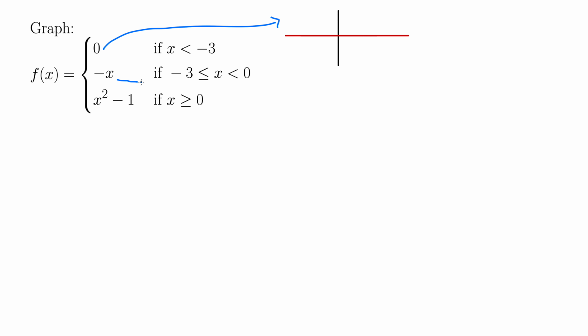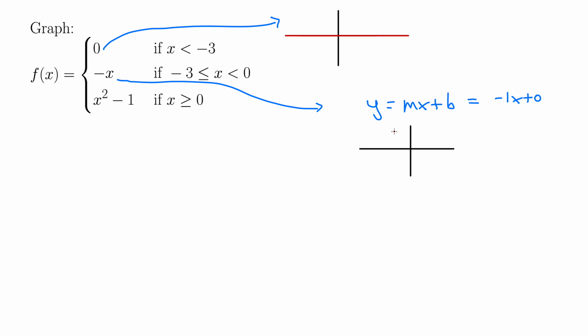Next, let's recall what the function negative x looks like. That is a line of slope negative 1 with a y-intercept of 0. You can think of this as y equals mx plus b form. Well, that's negative 1x plus 0. So anytime you have x or negative x, it's always the perfect diagonal line that goes right through the center, right through the origin. Okay, so something like this.